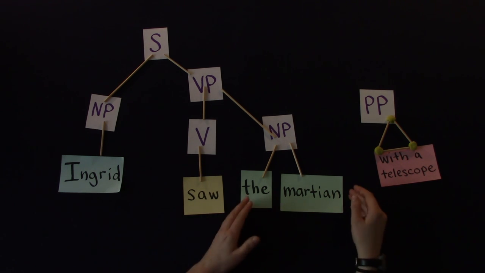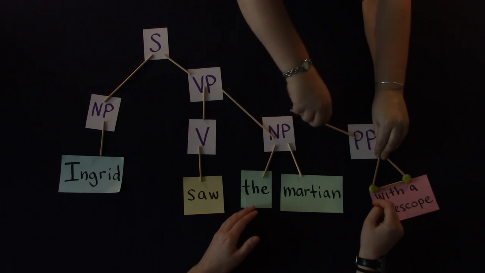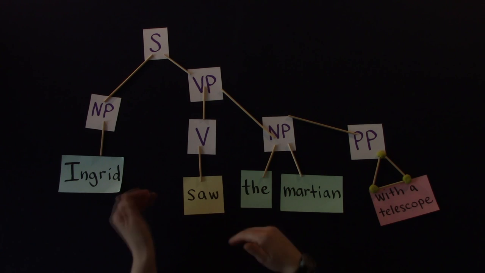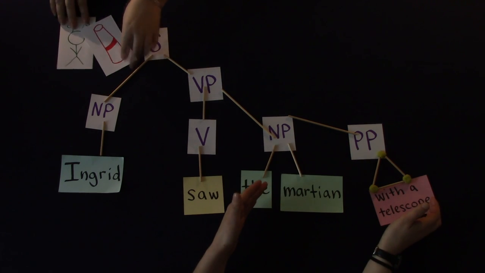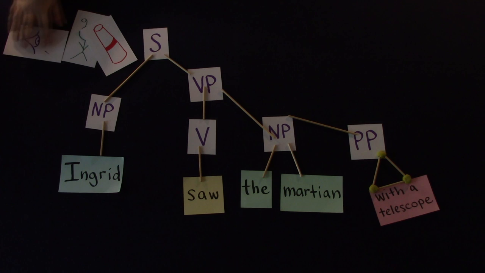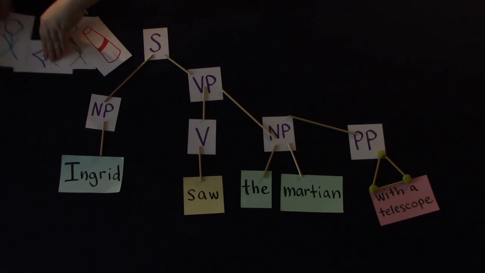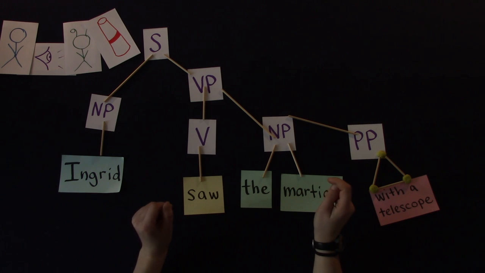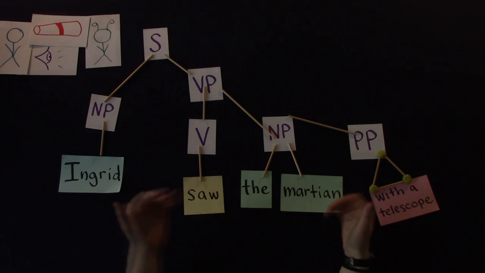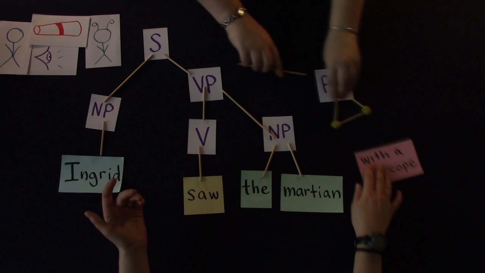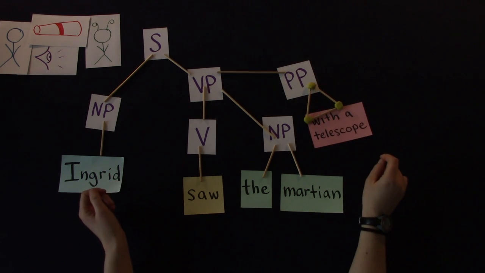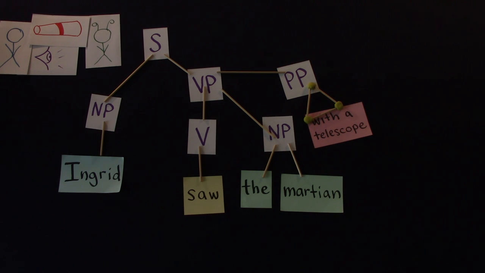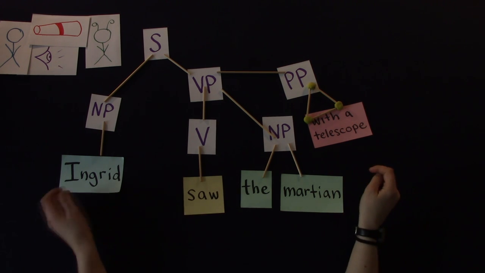Let's start with what happens if the Martian has the telescope. Since the whole thing, the Martian with a telescope, is what Ingrid saw, "with a telescope" has to be part of the Martian's noun phrase. Now what happens if the telescope part is associated with seeing? Who did Ingrid see? The Martian. How did Ingrid see? With a telescope. Now the prepositional phrase is up here. You can read the linear order of the sentence off the tree by reading along the bottom. Ingrid saw the Martian with a telescope.